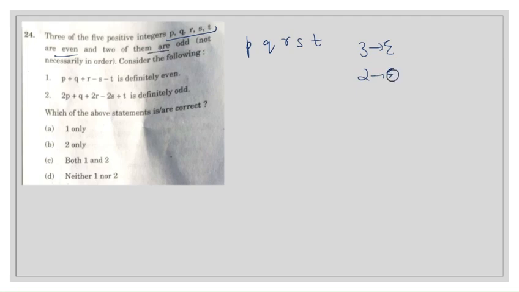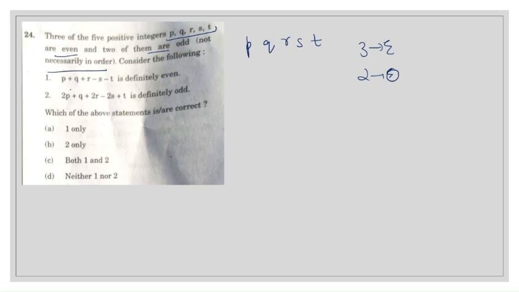Right, so any 3 and any 2 are even and odd respectively, but they are not necessarily in order, which means that it is not necessary that P, Q and R should be even and S and T should be odd. We do not know which 3 are even and which 2 are odd.